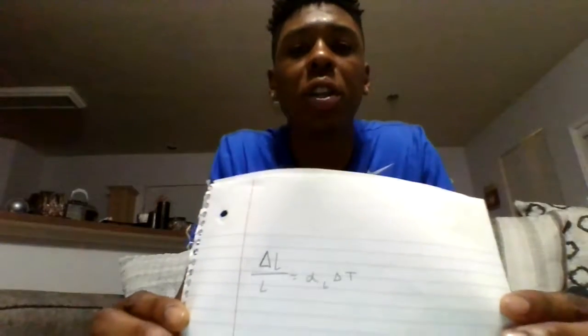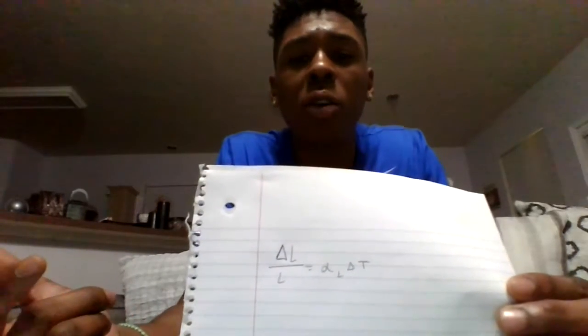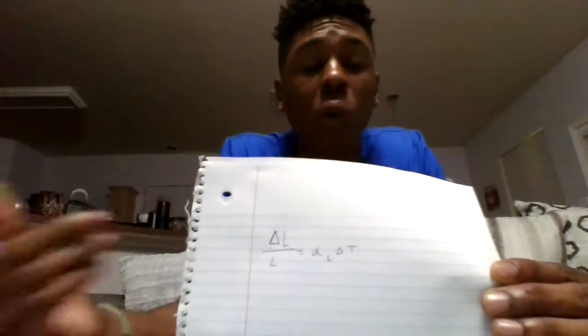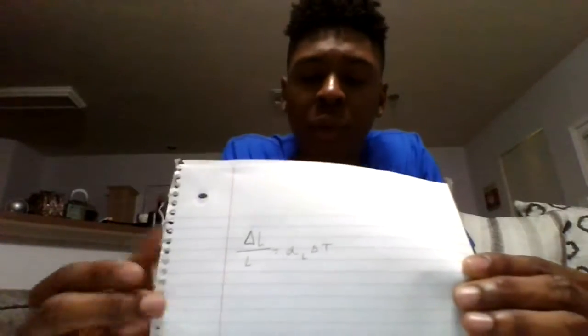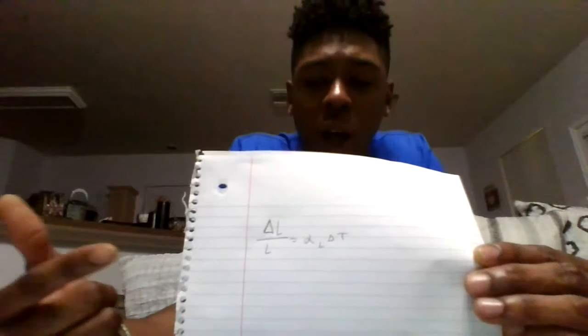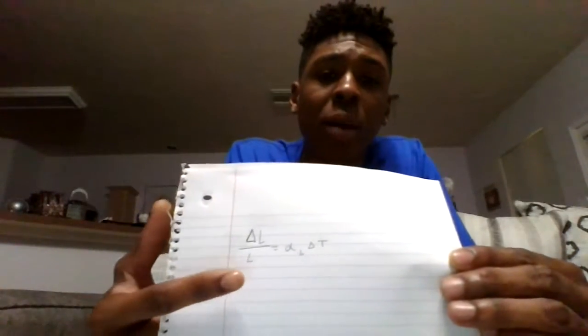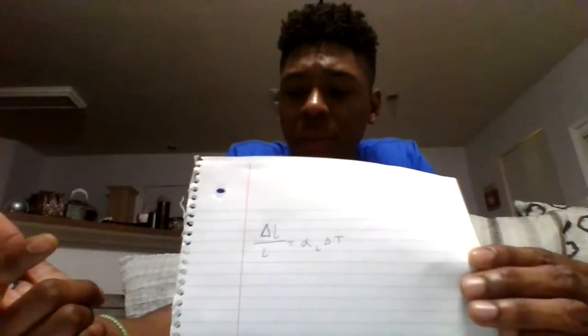So we know the thermal heat expansion equation to be derived as this, with delta L being the change in length, L at the bottom being the original length it started from, alpha subscript L being the linear coefficient of thermal expansion, multiplied by delta T, which is the change in temperature.